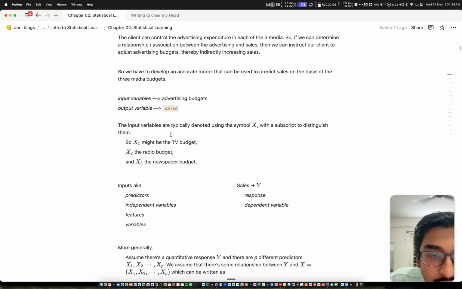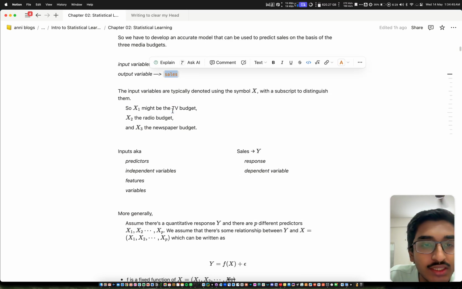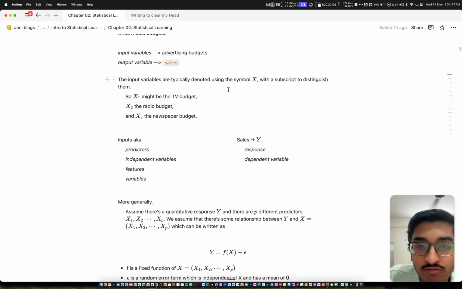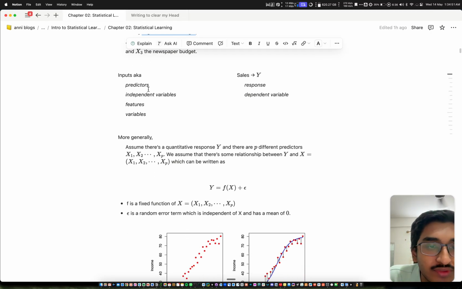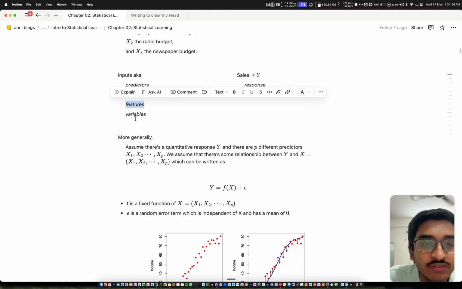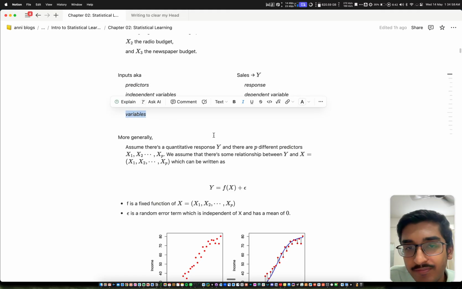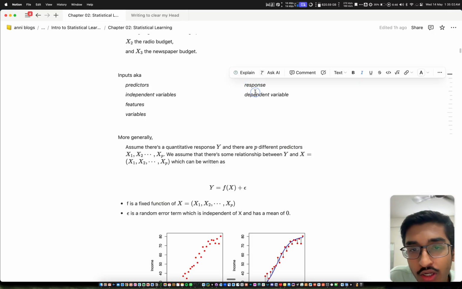So there are essentially two sorts of variables here: the input variables, which is the advertising budgets, and the output variables, which is the sales. The input variables are denoted with the symbol X, right? And X1 might be TV budget, X2 radio budget, and so on. They're also known with various names like predictors, independent variables, features, variables. This is jargon essentially. And then the output is sales, which is also known as the response or the dependent variable.